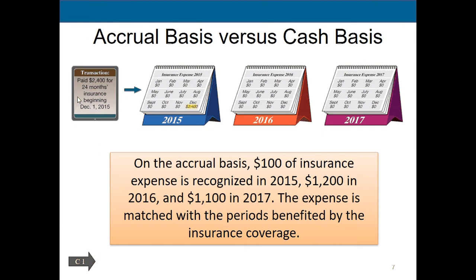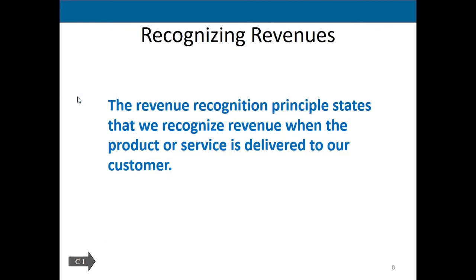On the accrual basis, here it tells us, $100 of insurance is recognized in 2015 for that 1 month of December, a whole 12 months' worth, or $1,200, in 2016, and then the remaining 11 months in 2017 at $100 a month is $1,100. So you're really matching the expenses to the periods benefited by that insurance coverage, and that's that tricky part of the matching principle or the expense recognition principle.